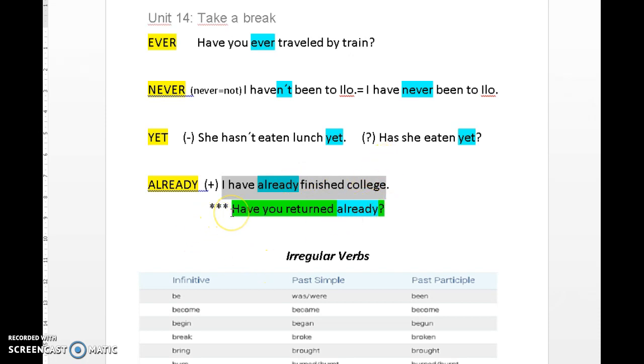We sometimes use already in questions when something happened before it was expected. A veces utilizamos el already en preguntas, cuando algo sucede mucho antes de lo esperado. Have you returned already? ¿Ya has regresado?